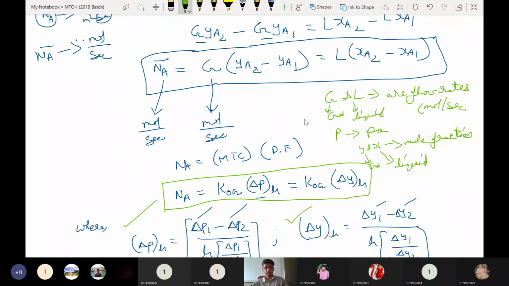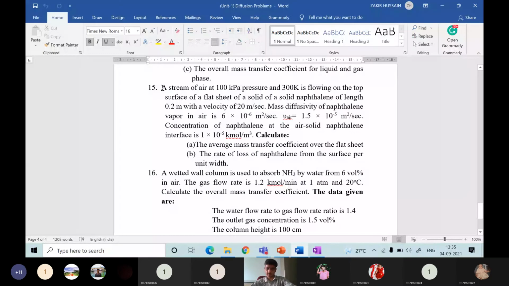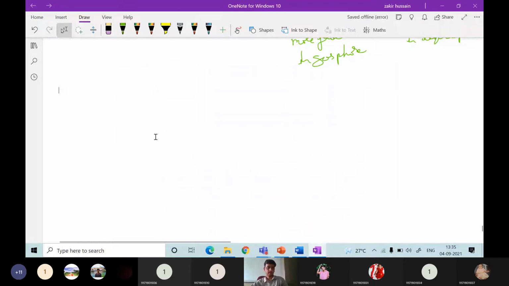Yes. Now we will solve problems based on these formulas. So first we'll try to solve using empirical correlations. First problem.